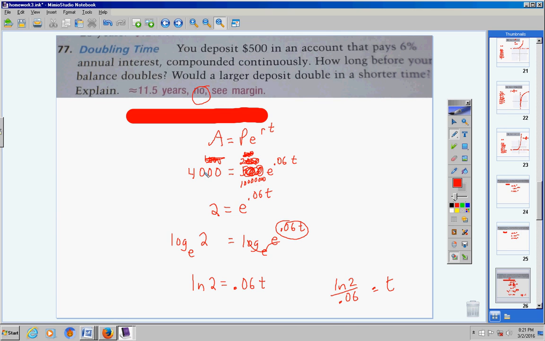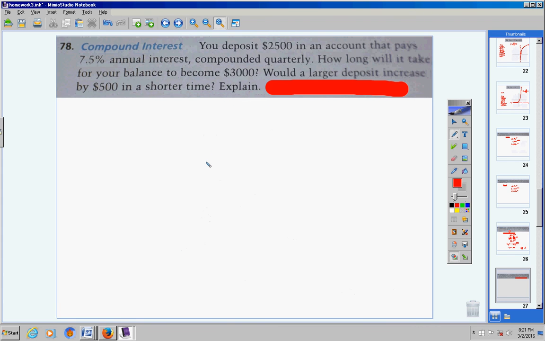Then over here for it to double, you would have $2,000,000. Divide both sides by 1,000,000, you'll still get 2. It does not matter. All right, number 78. You deposit $2,500 in an account that pays 7.5% annual interest, compounded quarterly, not continuously. How long will it take for your balance to become $3,000?